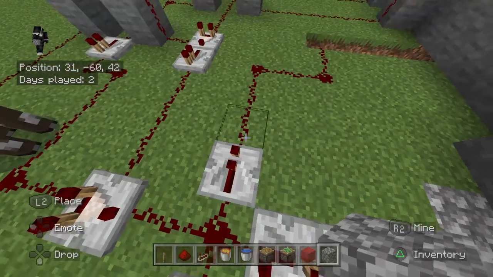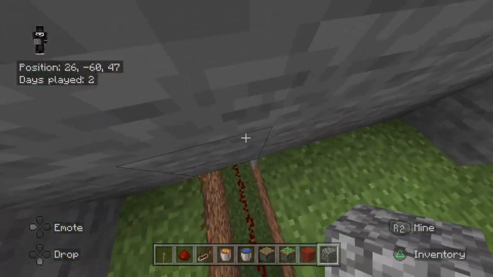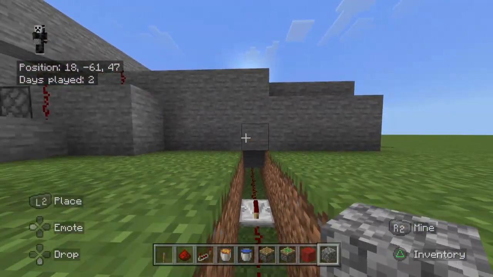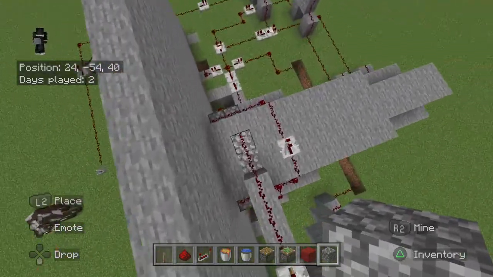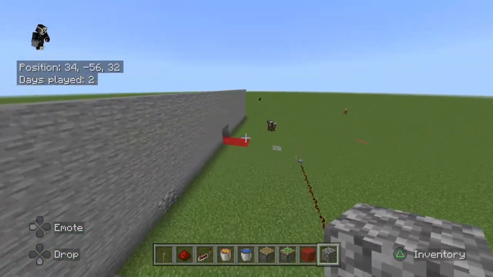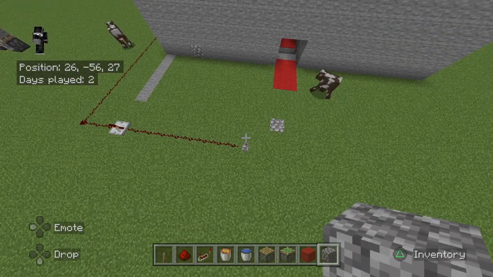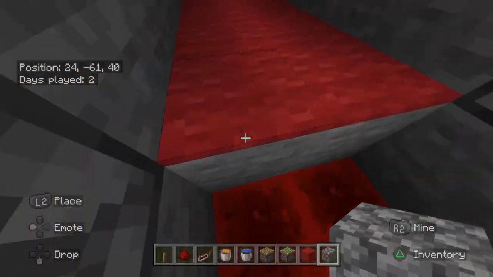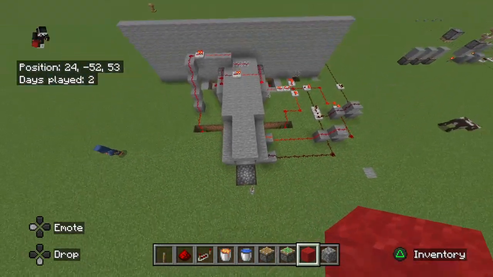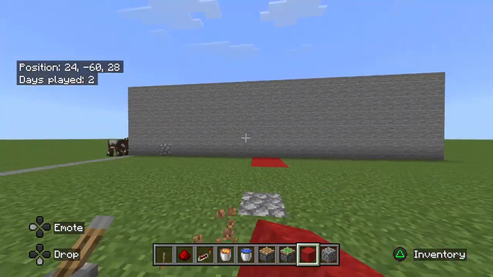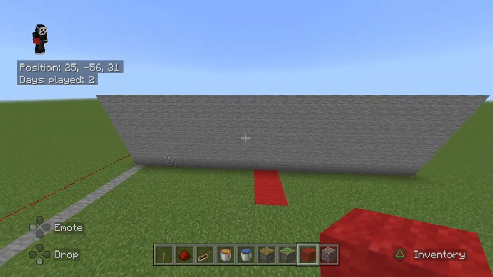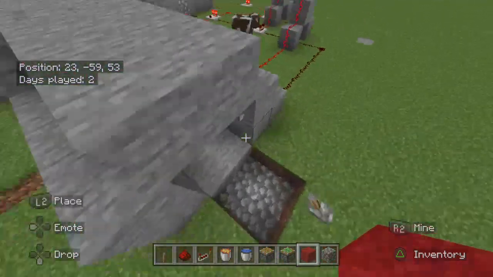But then this side comes down, goes under, up, and to what I showed you earlier. And again, I do want to thank the guys over at Prism for that. Thank you. But yeah, that was my bedrock door, my bedrock Jeb door.